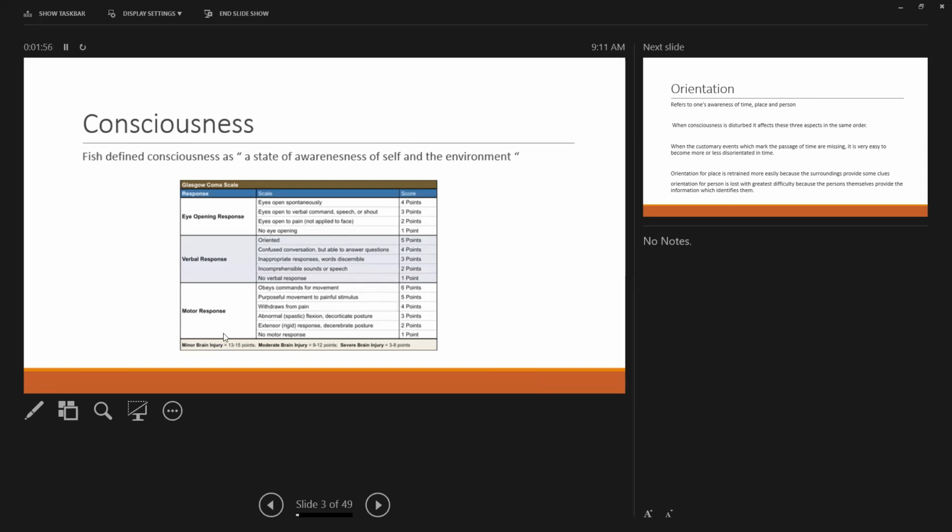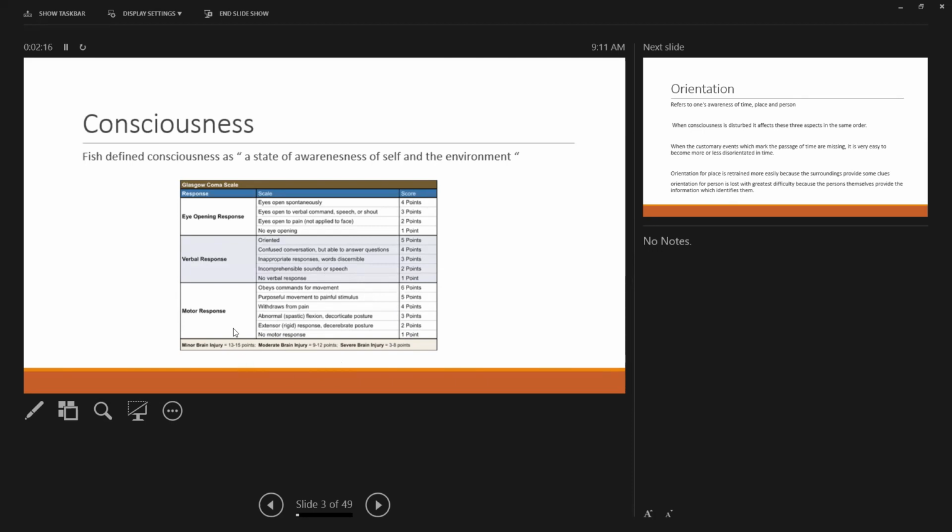And for motor response, if the patient obeys your commands for movement, then it is 6 points. Purposeful movement to painful stimulus is 5 points. Withdrawal to pain is 4. Abnormal flexion is 3 points, abnormal extension is 2 points, and no motor response is 1 point.